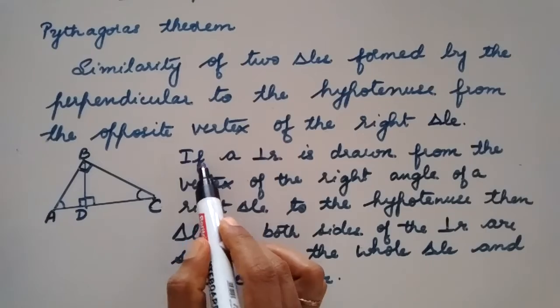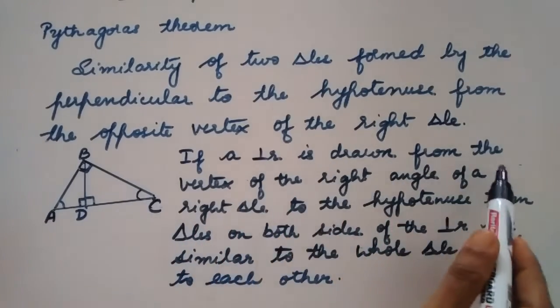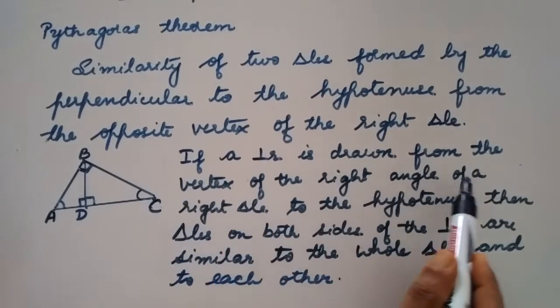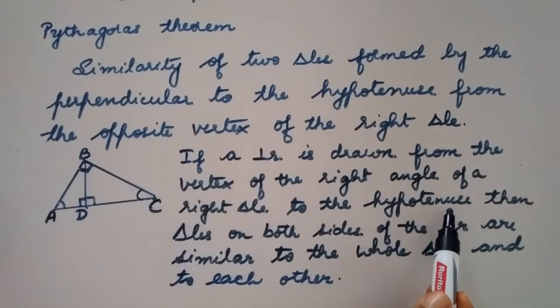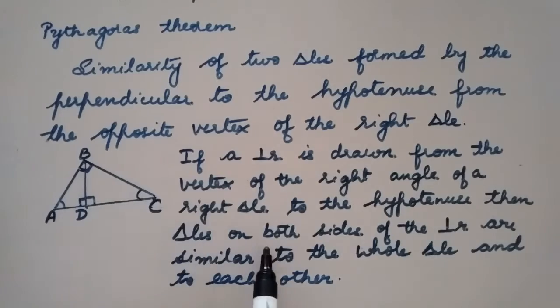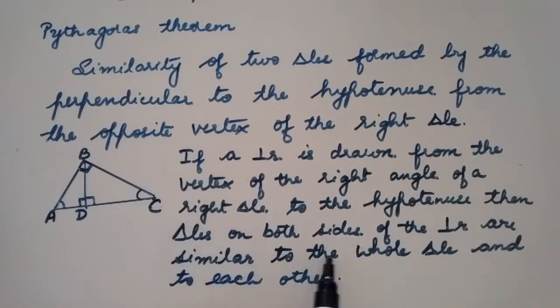So I repeat, if a perpendicular is drawn from the vertex of the right angle of a right triangle to the hypotenuse, then triangles on both sides of the perpendicular are similar to the whole triangle and to each other. Next, let us apply this theorem in proving the Pythagoras theorem.